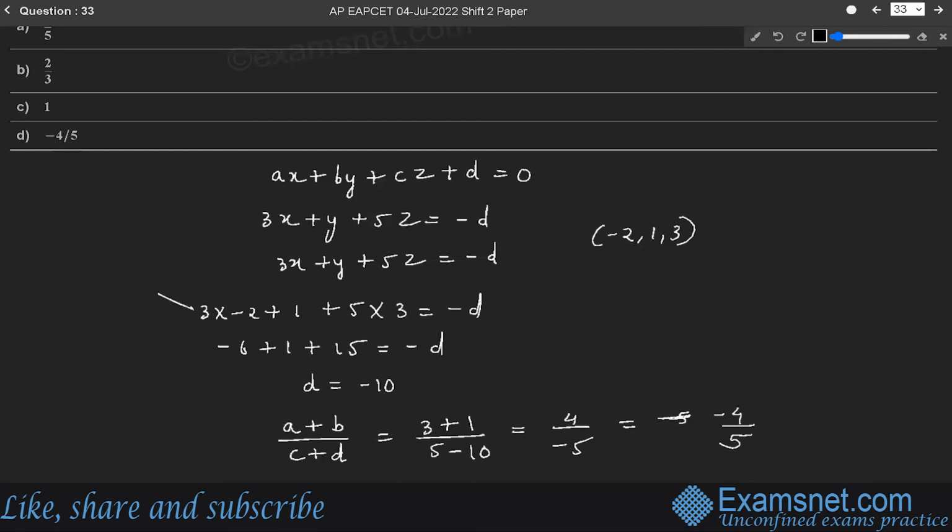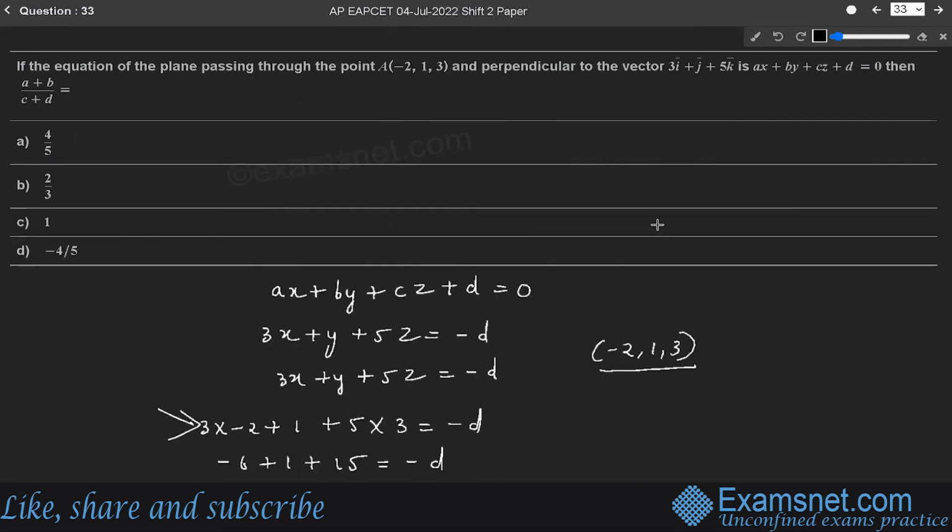I hope that this step is clear to you. It is given that the equation passes through the point. If the equation passes through the point, it means that the equation should also satisfy the point. That is why we have kept the value of x, y, z in the given equation. So the correct option for this question is option D, -4 upon 5.